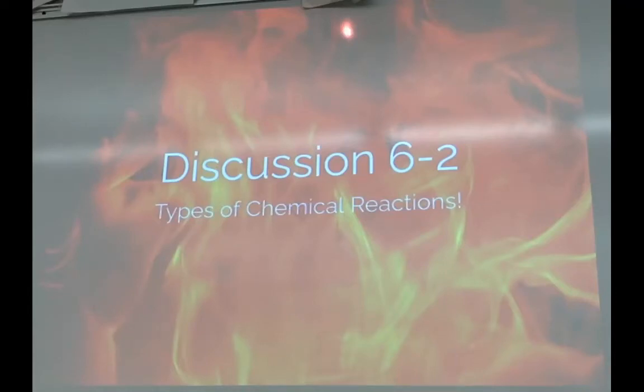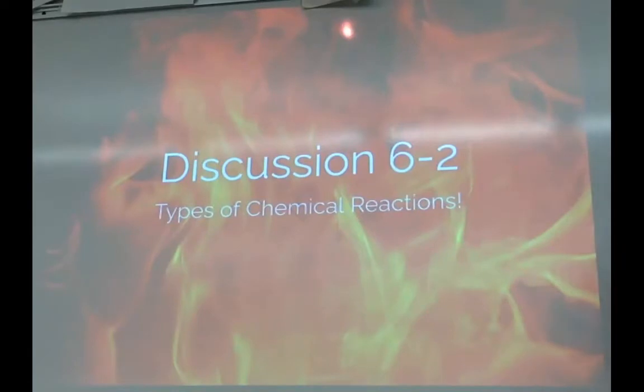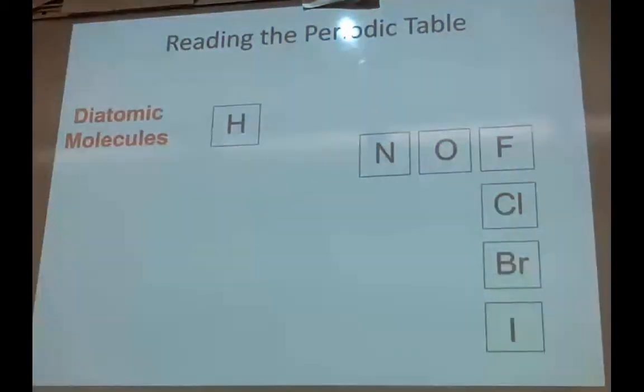Discussion is all about the 5 types of chemical reactions. As we go through, we're going to talk about the type. We'll do a demonstration to show the type, and then we'll actually look at how to identify them if you're given a chemical equation. So the first thing that we want to do is just remember the diatomic molecules.